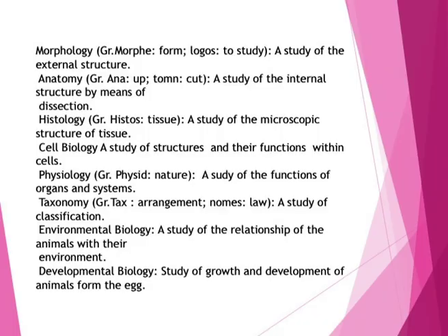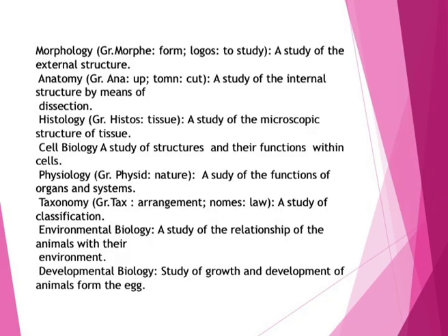We have seen the various model questions that we usually get in the exams. Now let us also learn about a few more branches of science. What is morphology? Morphe means form. Logos means to study. So a study of the external structure is morphology. What is anatomy? A study of the internal structure by means of dissection is called anatomy. What is histology? Histos means tissues. So a study of the microscopic structure of tissues is called histology.